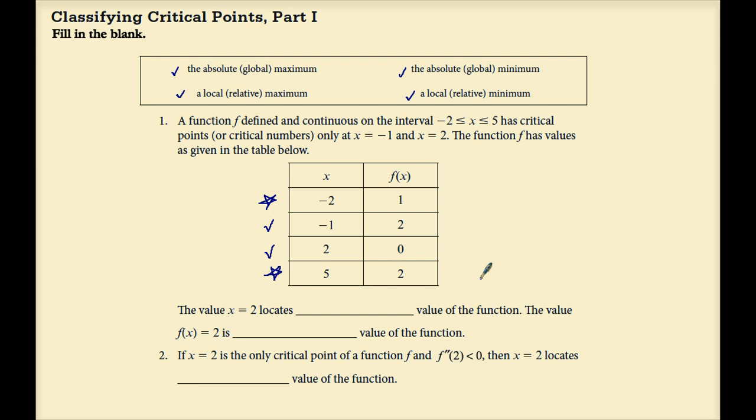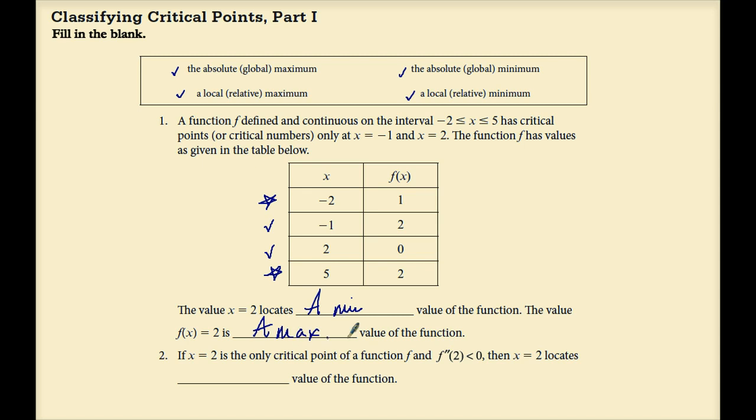The value x equals 2 locates what value of the function? At 2, we have the function value 0, which is the lowest of the four values. So this will be an absolute minimum value. The value f of x equals 2 is what value of the function? That's here. Notice of the four function values, it is the highest. Therefore, it is the absolute maximum value of the function.